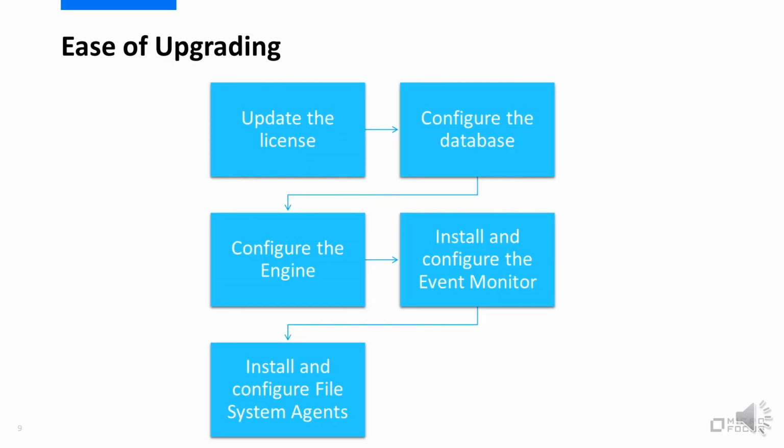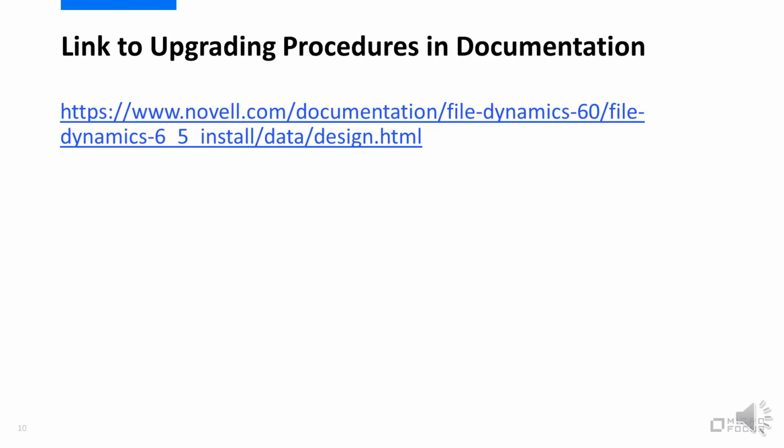Upgrading to File Dynamics Essentials is fairly straightforward. Through the configuration utility, you update the license, you configure the database, you configure the engine. Then on each host, you install and configure the new Event Monitor, and you install and configure the file system agents. Now, all of these steps are documented in more detail in the Micro Focus File Dynamics Installation Guide, which is available online at this location.